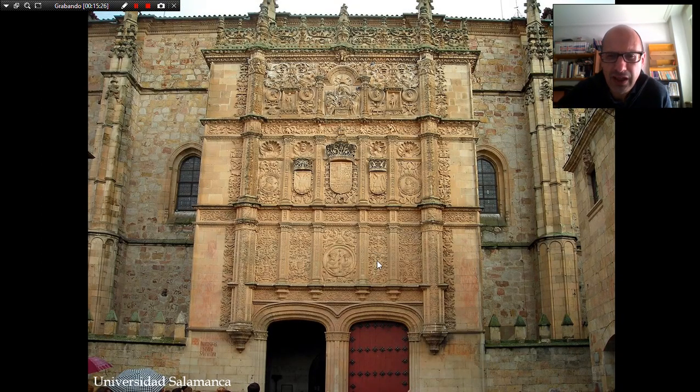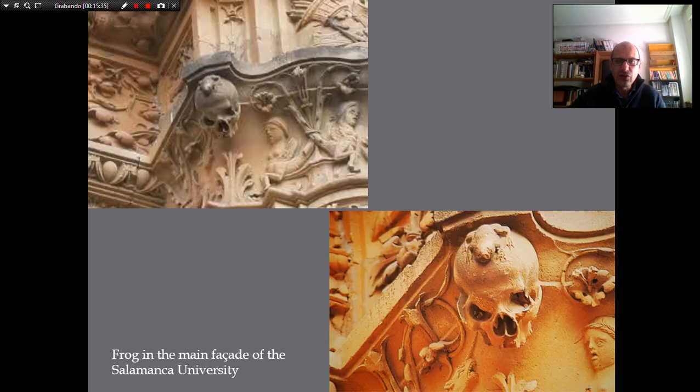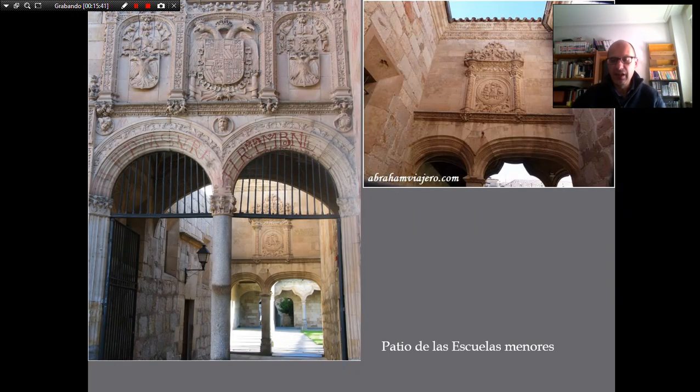It's so difficult to see this school. It's in this part of the facade, so little. And for tourists it's like a game to find or to discover the frog in all this decoration that we have in this facade. Okay, another building in the city of Salamanca.